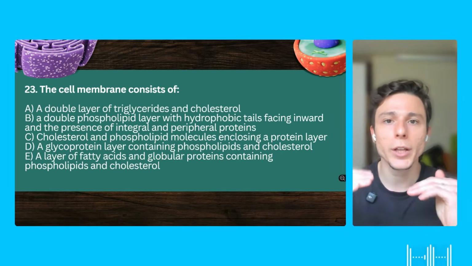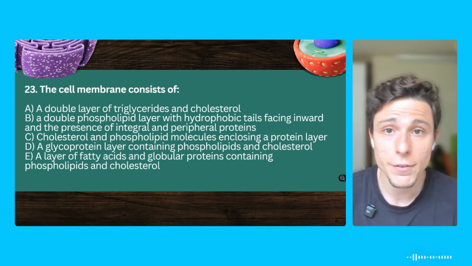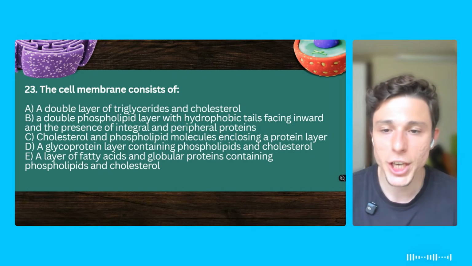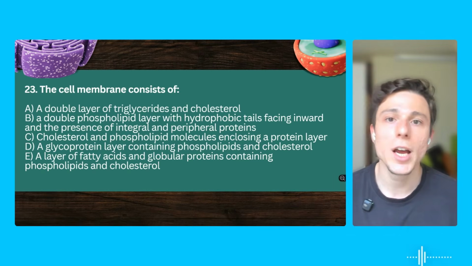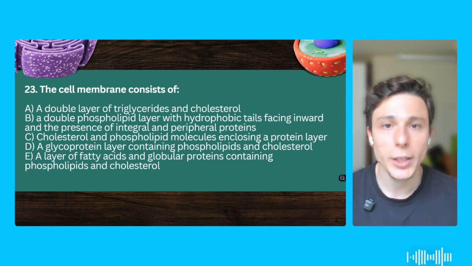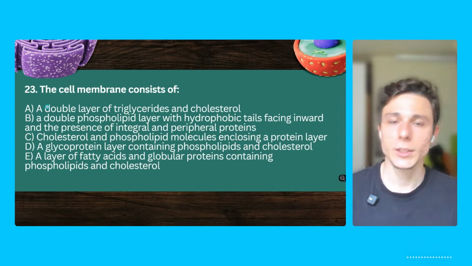We're going to have a double layer of phospholipid. And the outer side, we're going to have the phosphate, and the inner side, we're going to have the fat chain. Other than that, we're going to have proteins, we're going to have cholesterol, and also glycocalyx, or glycoproteins. Let's check the options here.